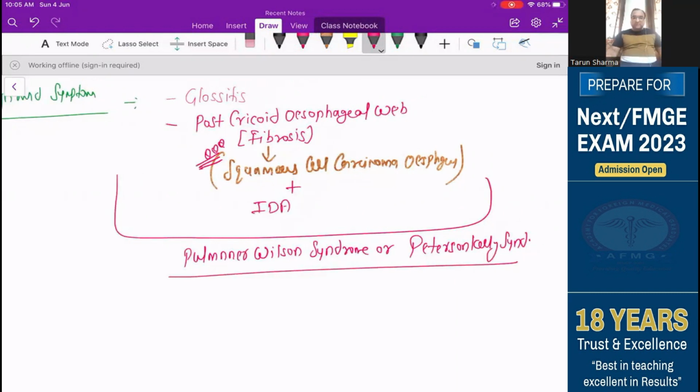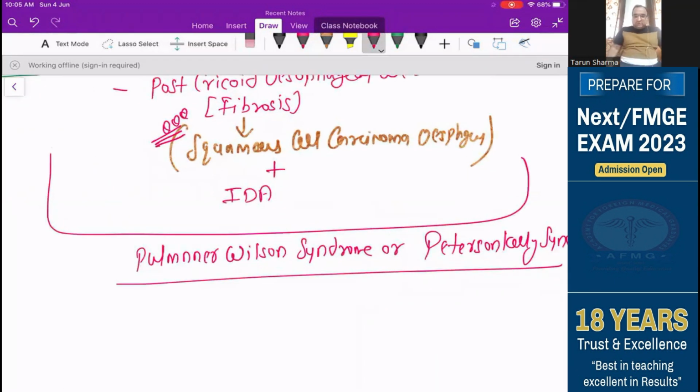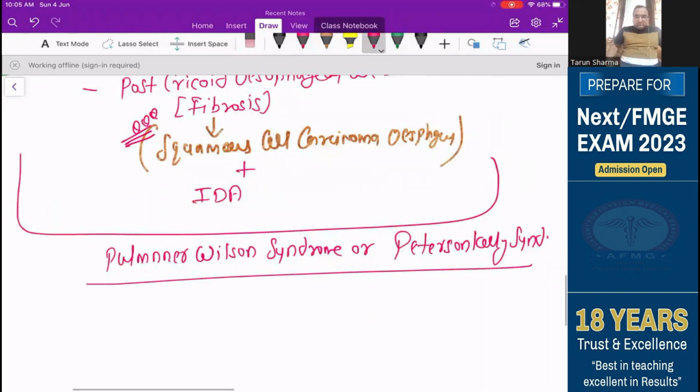So when the patient is having glossitis, and with that there is a post-cricoid web formation, and with that there is iron deficiency anemia, all those three things in the same patient, then it will be called Plummer-Vinson syndrome or Paterson-Kelly syndrome.